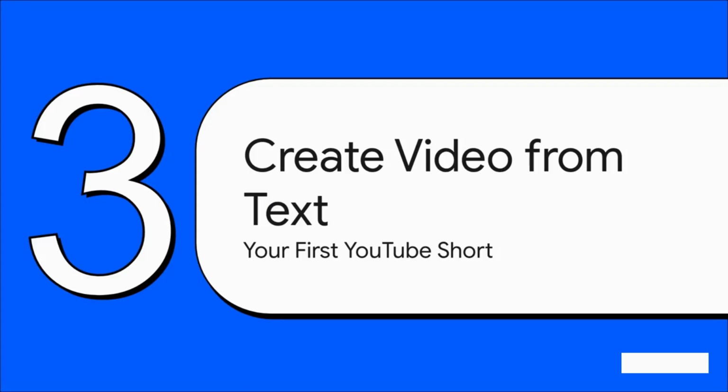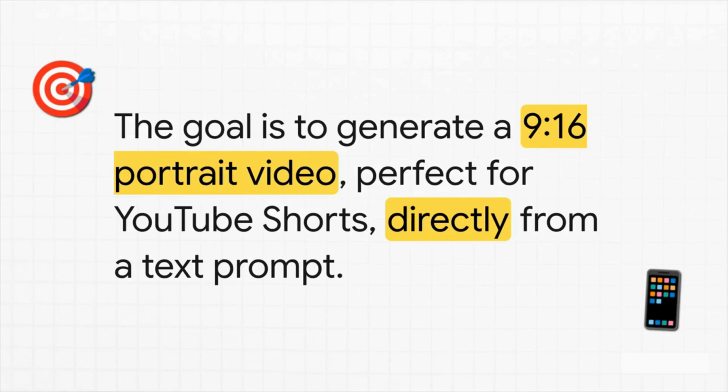Okay, moving on to section 3. This is where the real fun starts, creating a video straight from a text prompt. And we're going to focus on making a YouTube short, since that vertical format is just everywhere right now. So our goal here is simple, but it's really powerful. We want to take a simple text description and turn it into a perfectly formatted 9:16 portrait video, totally ready for shorts, reels, or TikTok.